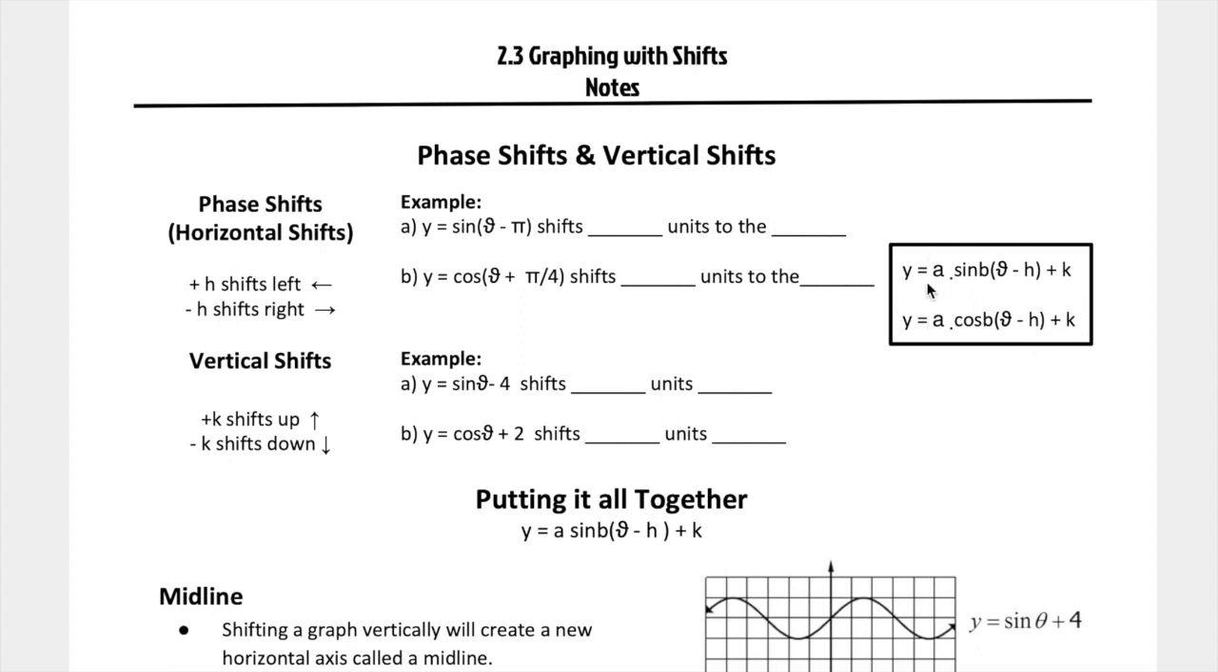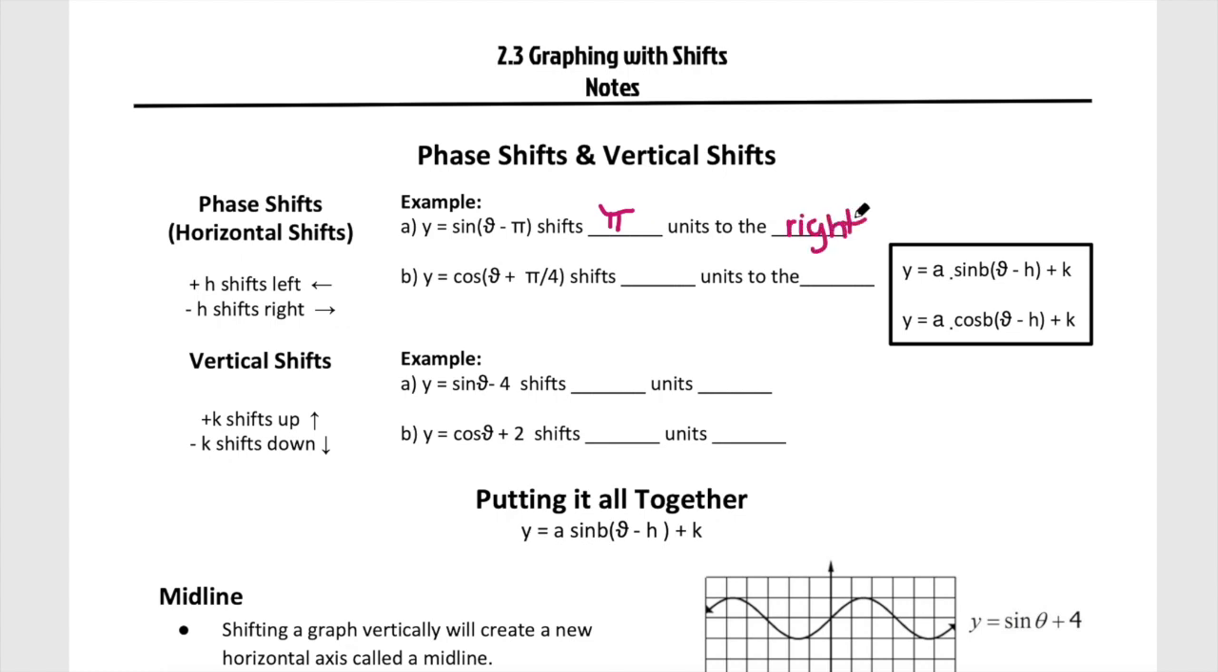So if you're given the equation y equals a times sine of b quantity theta minus h plus k, the h part is what's moving our function left or right. So in this example, y equals sine of the quantity theta minus pi, the sine function in particular is getting shifted pi units, and because it's negative, it's going to go to the right.